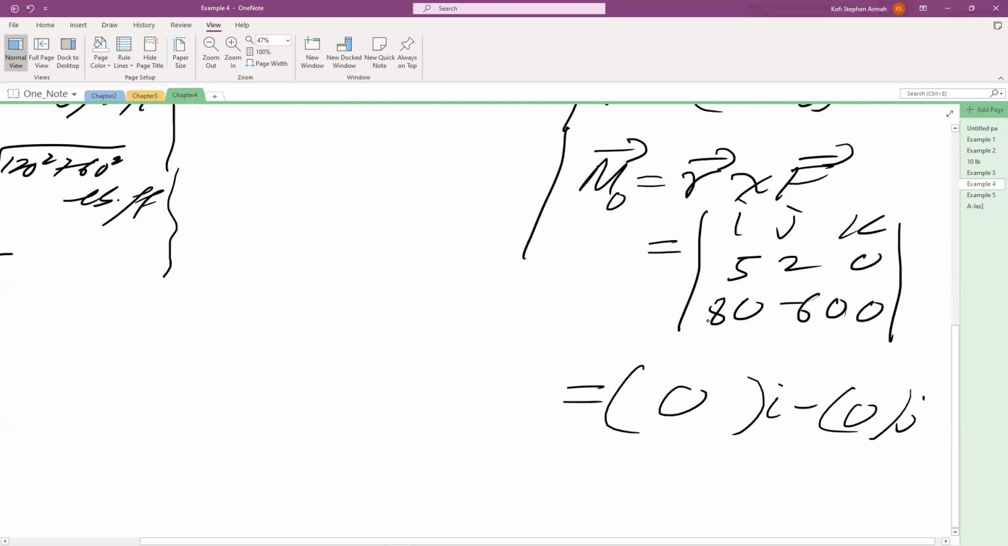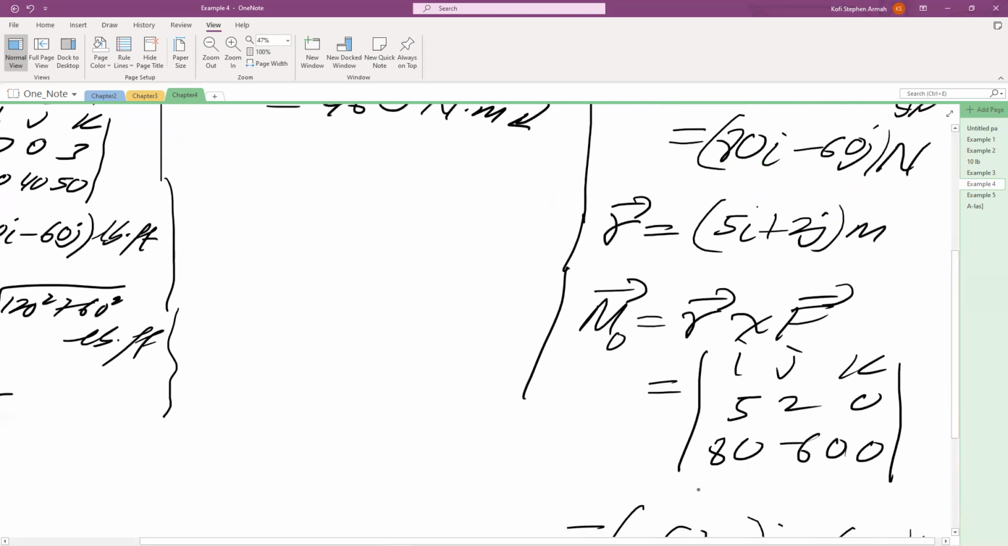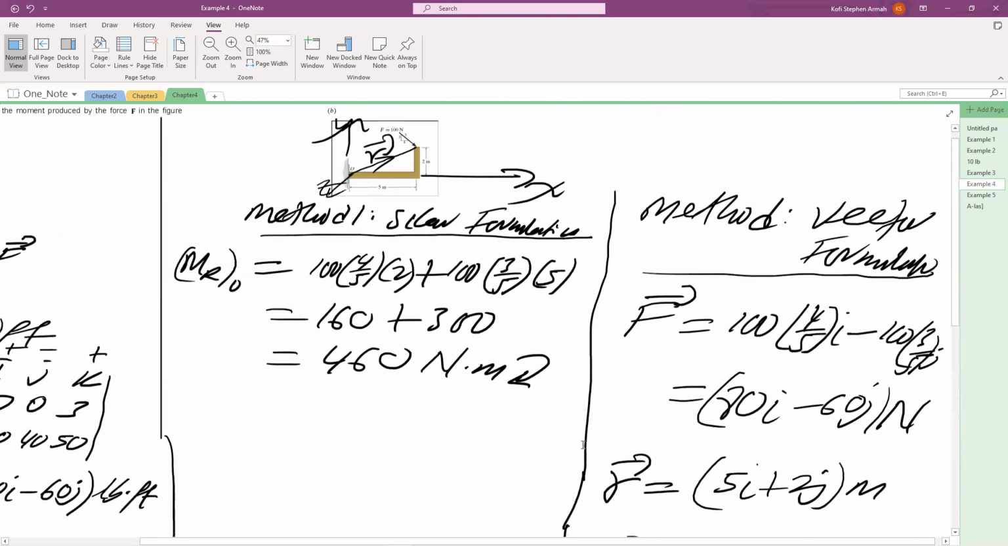Then you do this one, and you're going to get 60 minus 60 times 5, then minus 80 times 2, and that is what? Negative 460. I want to show you the link between these two. Negative 460 newton meters, this in vector form, and this has a k here. Okay, so let me show you what is going on here. The same answer, but let me show you the link.